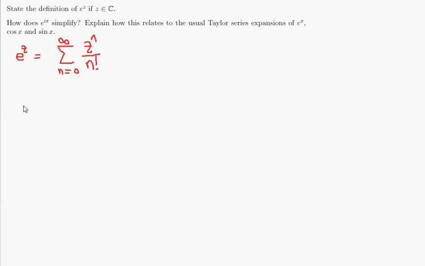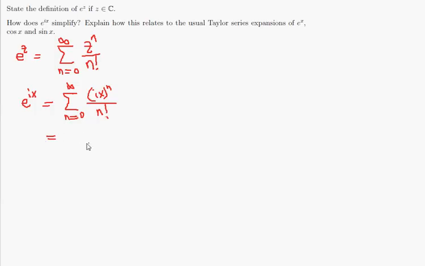How about e to the ix? Well, let's see, e to the ix would be equal to the summation n equals 0 to infinity of (i times x) to the nth power over n factorial. Okay, now let's just start plugging in numbers and seeing what happens.